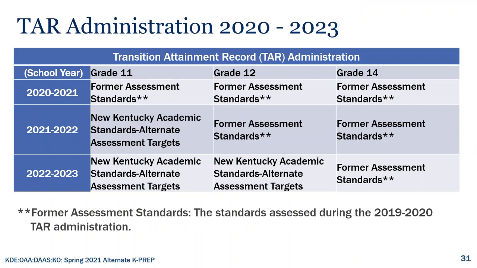Slide 31 here shows the TAR assessment based on standards administered this year. The TAR will look the same as it has the past 3 years plus. Next year, the TAR will change only for grade 11 students. Now again, this slide represents the changes over the next 3 years, and by 3 years, I mean this year, next year, and the following year. The former assessment standards means the TAR is based on the TAR assessment that was provided over the past 3 years and counting.